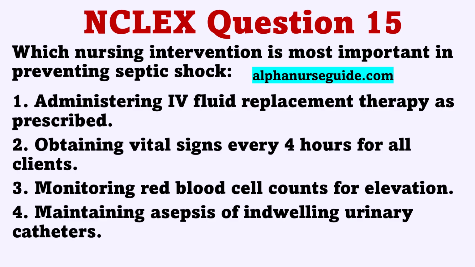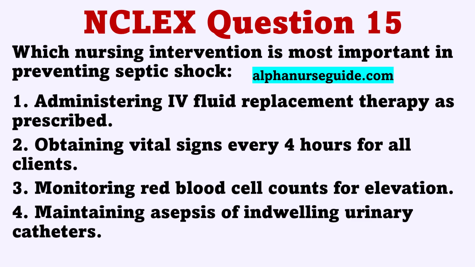Which nursing intervention is most important in preventing septic shock? 1. Administering IV fluid replacement therapy as prescribed. 2. Obtaining vital signs every 4 hours for all clients. 3. Monitoring red blood cell counts for elevation. 4. Maintaining asepsis of indwelling urinary catheters.